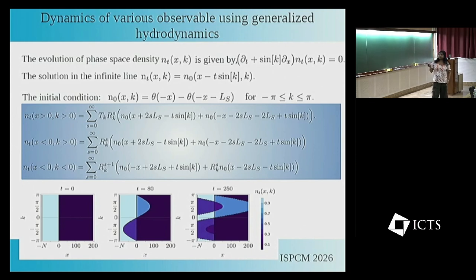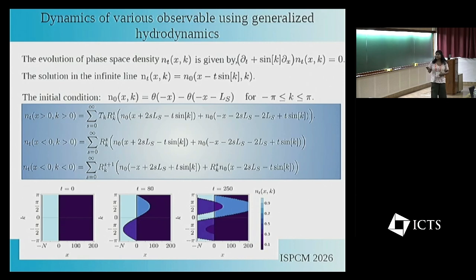For this setup, we have this initial condition, and this is the phase space plot for that. The system is filled with quasi-particles, whereas the bath is empty. Now we can solve the Euler equation in the presence of the finite wall and the defect, and it gives the phase space density at any given time as a sum of various multiple numbers of reflections.